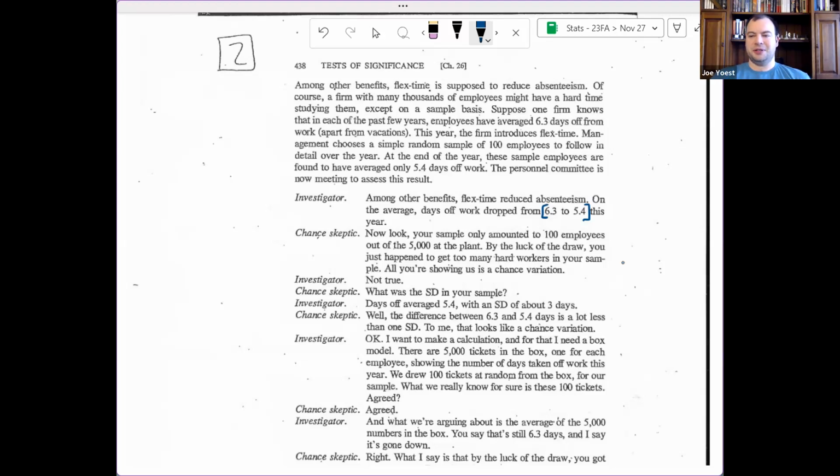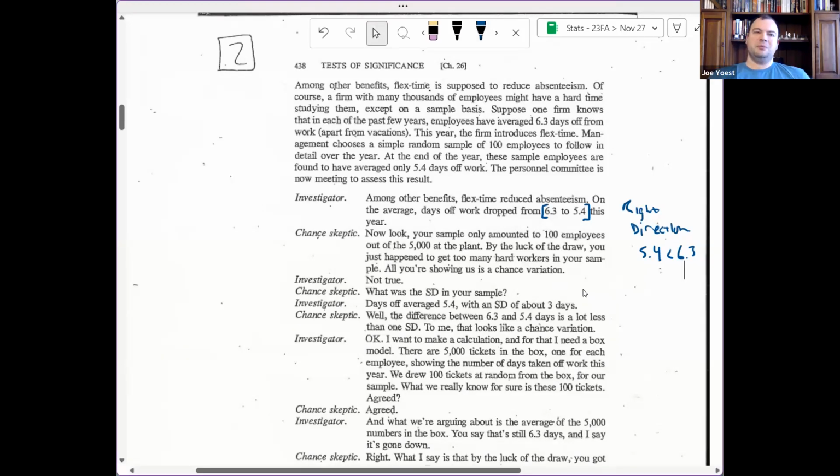and we got 7.5 for our observed number, we wouldn't really be looking at any statistics at all. We'd just say, well, obviously getting a number above 6.3 is not evidence that that number should be below 6.3. So that's, I think, pretty clear. So we are in the right direction. 5.4 is less than 6.3. So this seems to provide some evidence that the true mean number of days off work has gone down with the implementation of this flex time idea.